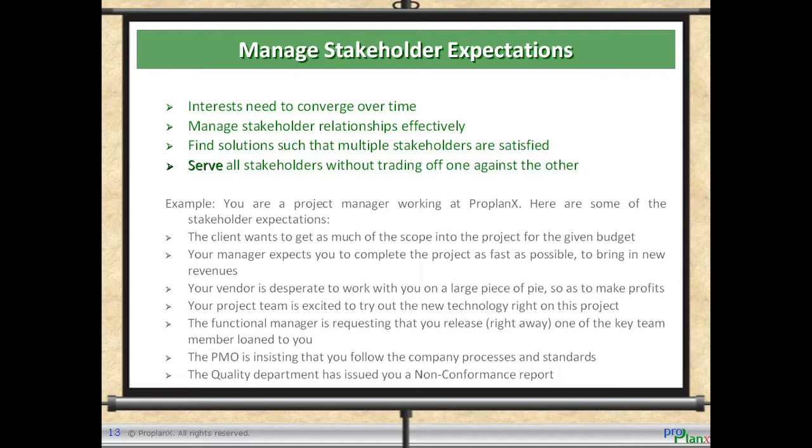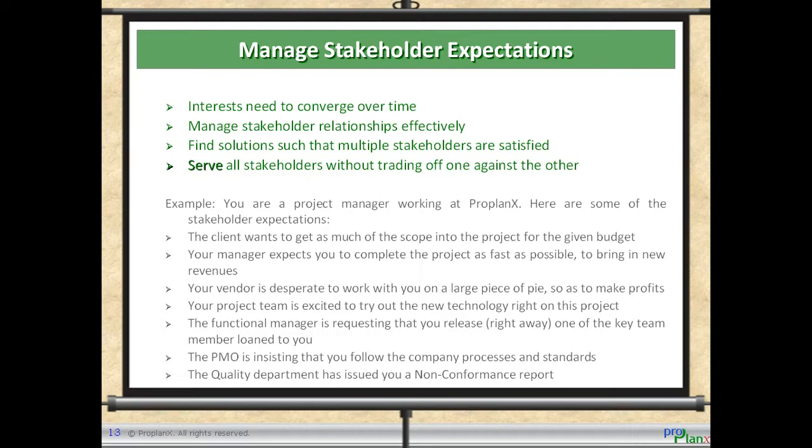The client wants to get as much of the scope into the project for the given budget. Your manager expects you to complete the project as fast as possible to bring in new revenue. Your vendor is desperate to work with you on a large piece of the pie so as to make more profit. Your project team is excited to try out the new technology on this very project.